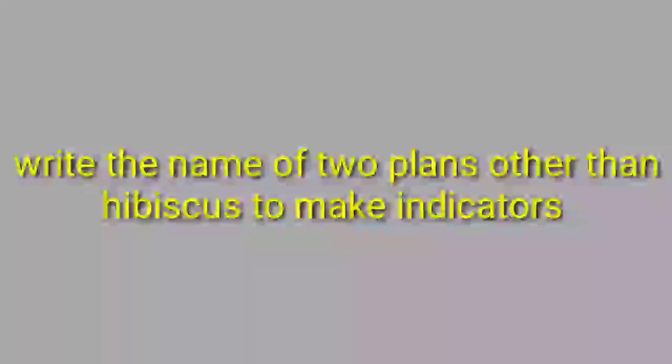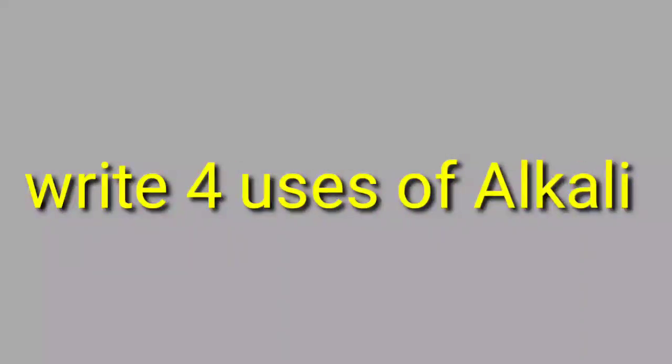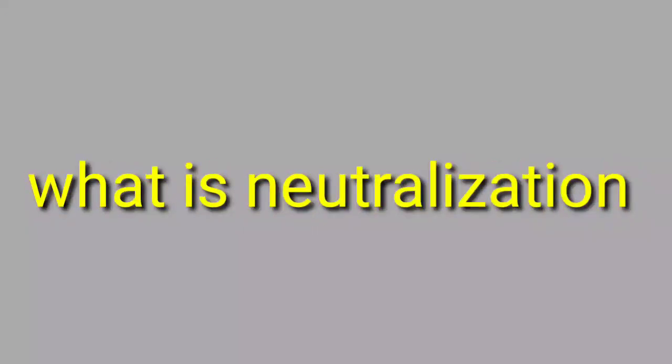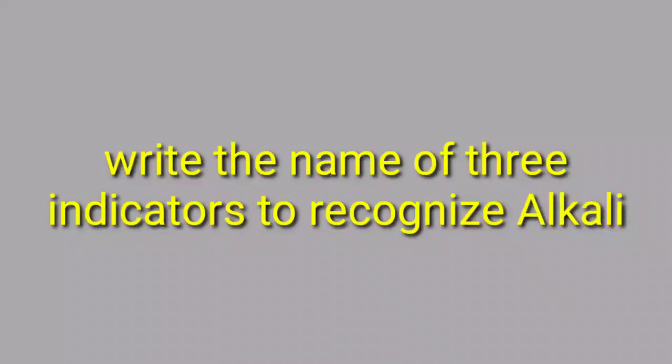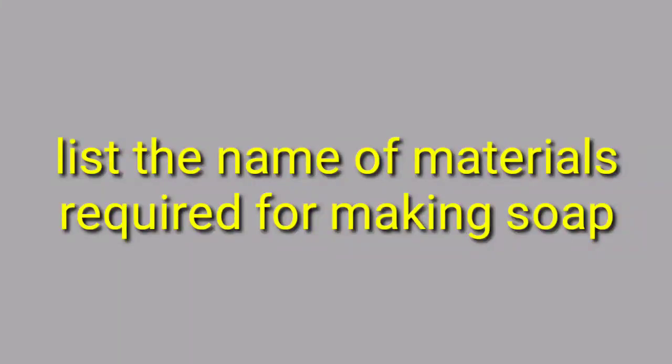13. Write the name of 2 plants other than hibiscus to make indicators. 14. Write 4 uses of acid. 15. Write 4 uses of alkali. 16. What is neutralization? 17. Describe acidity. 18. Write the name of 3 indicators to recognize acid. 19. Write the name of 3 indicators to recognize alkali. And last, list the names of materials required for making soap.